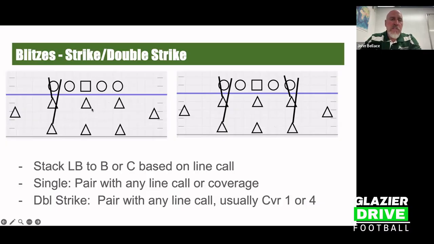For one guy going, just like Axe, I feel like you can pair this with any line call, any coverage. We're only vacating one zone. The middle backer would probably make an adjustment if you were in zone, but it'd be pretty straightforward. This one, I'm much more likely to say we're going to be in cover one or four, just because we're vacating a couple of zones here.